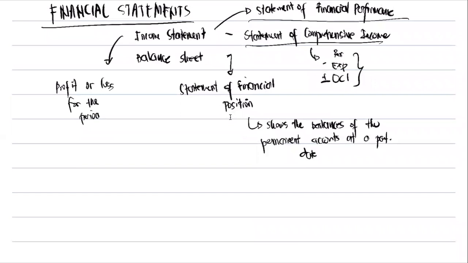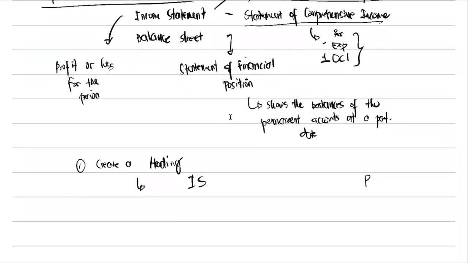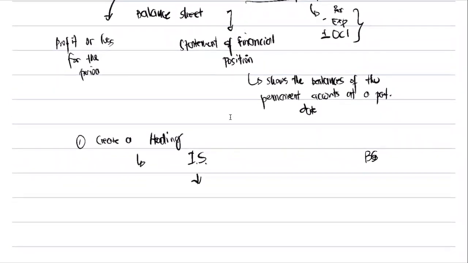Okay, so how do we prepare your financial statements? In your preparation of financial statements, first you create a heading. So what is the heading? For your heading, we have here your income statement and your balance sheet. How do we create your heading? For your income statement, the heading is this way. So the name of the company.